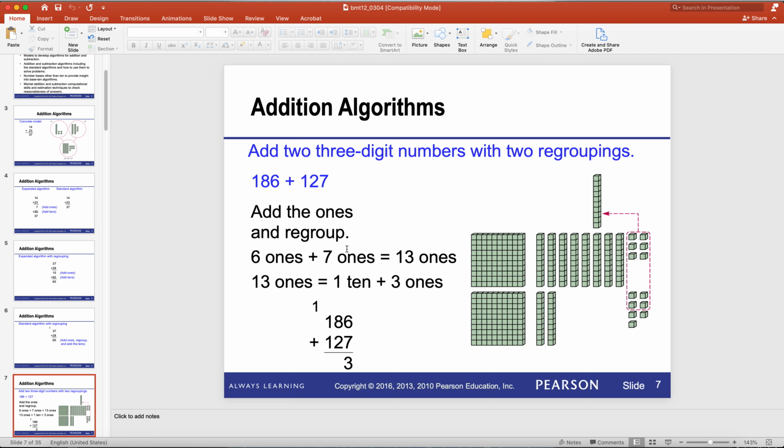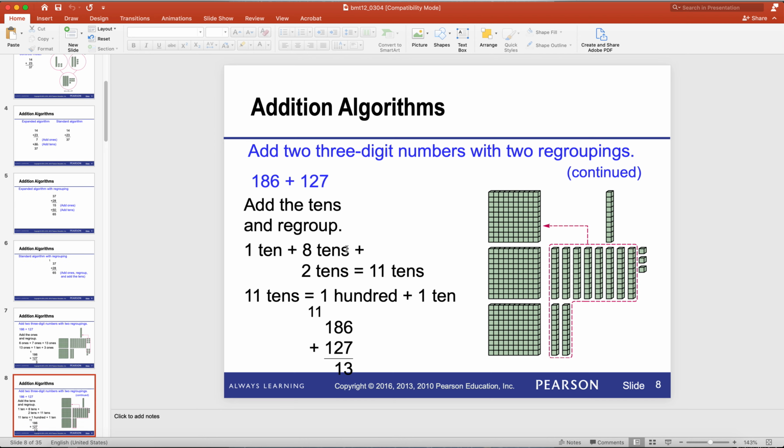If I want to move to 3-digit numbers, I'm going to do some of the same thing here, but I could maybe move it to 200 if I was trying to use an expanded algorithm by regrouping things. Or I could potentially look at 6 ones plus 7 ones is 13. So I could borrow a 10 and move that way, where I'm regrouping by 10. So if I add the tens there, I have 1 ten plus 8 tens plus 2 tens would be 11 tens. So if I'm looking at those 11 tens, that will give me a 100 plus 110.